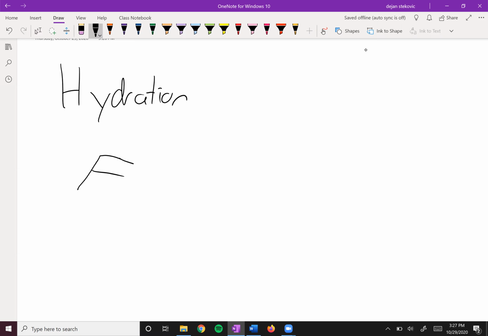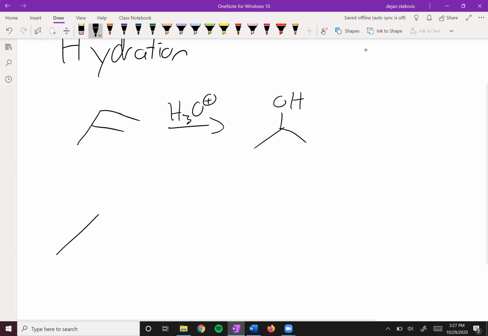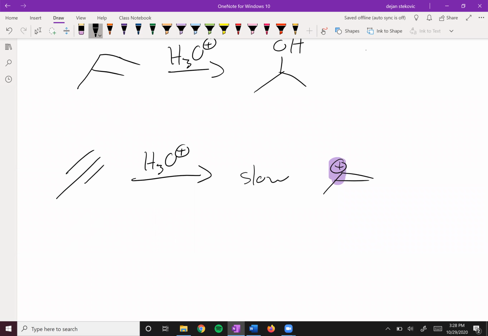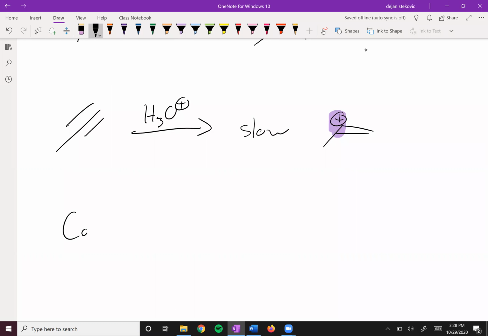So remember with alkenes, if we add some aqueous acid, we can hydrate them, and so we can add an OH Markovnikov-wise. And so can we do the same thing with alkynes? The answer is yes, but it's a pretty slow reaction in most cases. Sometimes it won't be that slow, but in most cases it'll be pretty slow, and that's because the formation of this vinylic carbocation is relatively bad. And so can we still do these hydration reactions with alkynes?